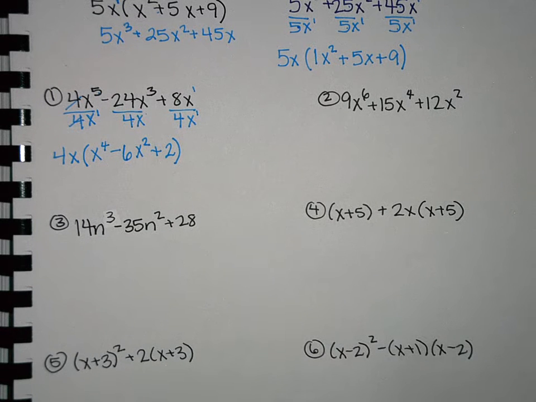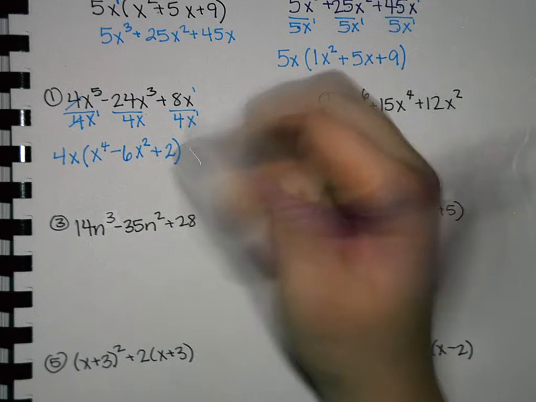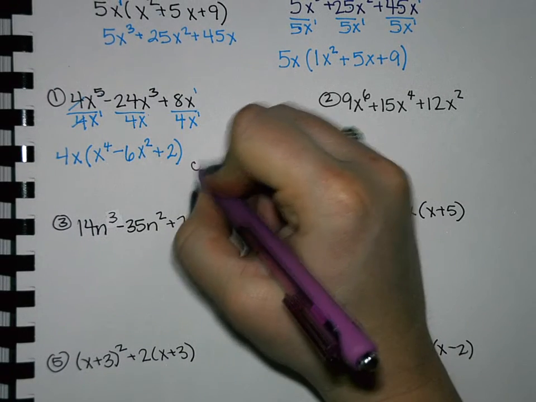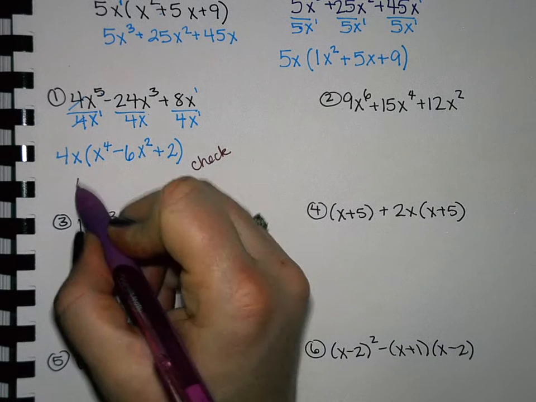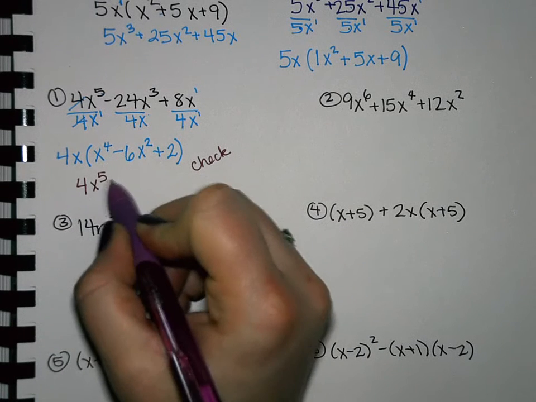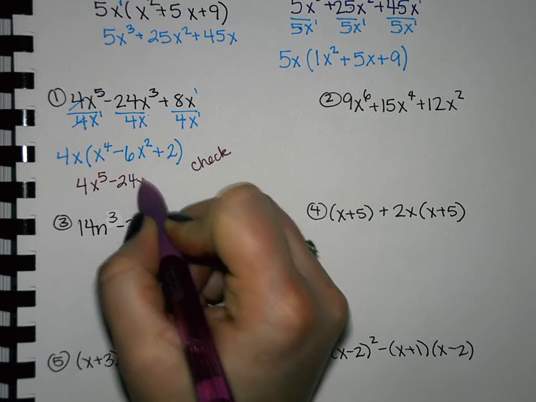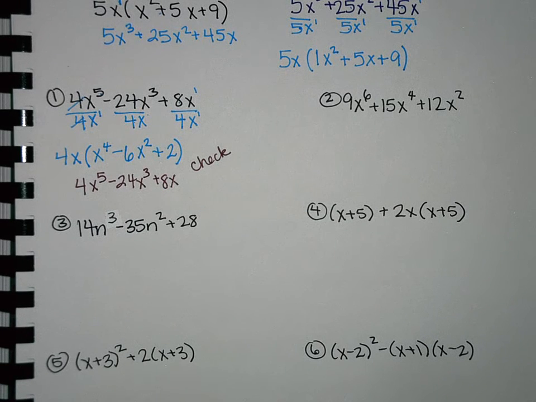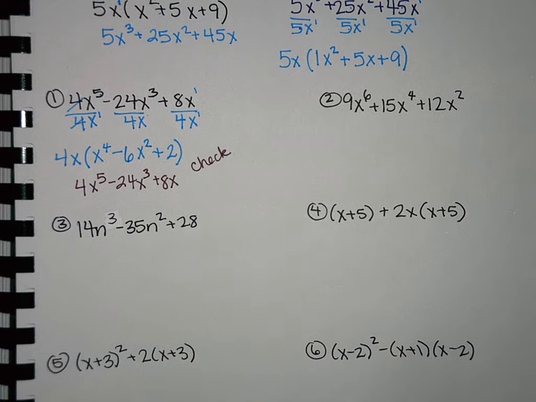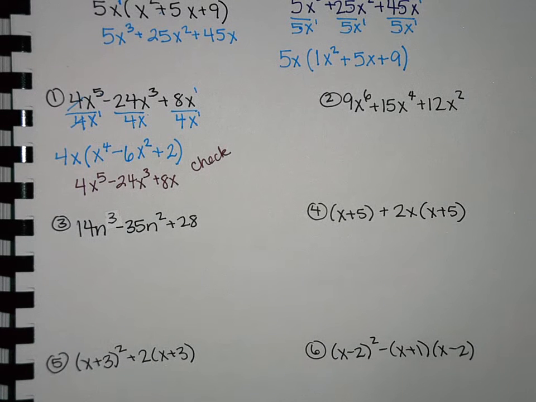I'm going to get to one like that. Okay, you can also always check your work or check your answer. How do you think you can check your answer? Redistribute it and see if it matches what you started with. So if we redistribute the 4x, we get what we started with, which means we know we did it correctly. So if you're ever not sure, just redistribute it and see if it matches. That way you make sure you did it correctly.